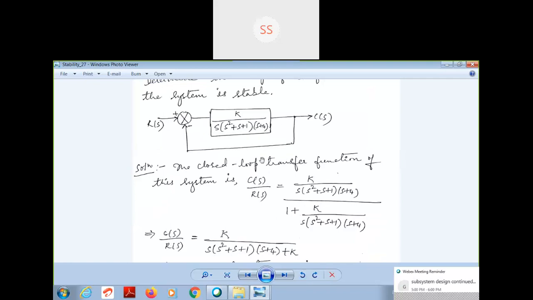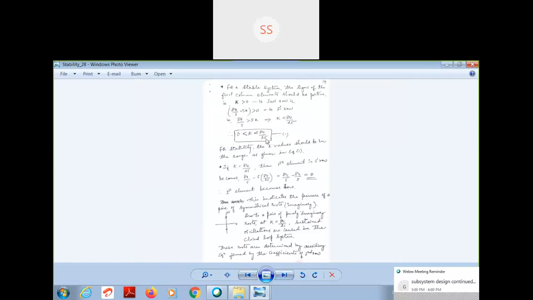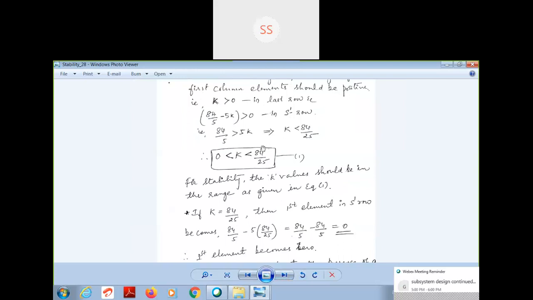In this, the range was 0 to 84 by 25. So we have a provision of choosing any value within this range. For all values inside this range, the system remains stable only. There won't be any oscillations. Oscillations begin when k is exactly 84 by 25. This information can be computed with the help of the root array.